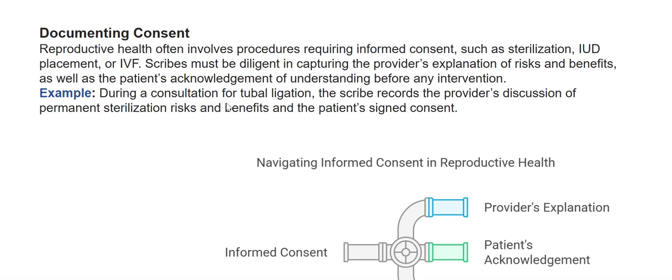Example: during a consultation for tubal ligation, the scribe records the provider's discussion of permanent sterilization risks and benefits and the patient's signed consent. Here is a summarized diagram on navigating informed consent in reproductive health. On the left, informed consent; on the right, provider's explanation, patient's acknowledgement, procedure documentation.